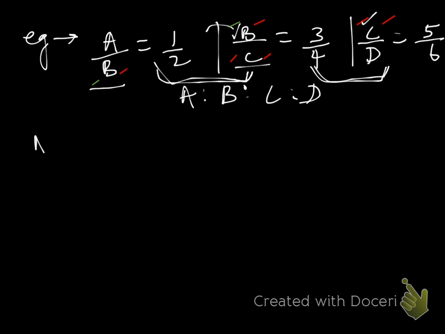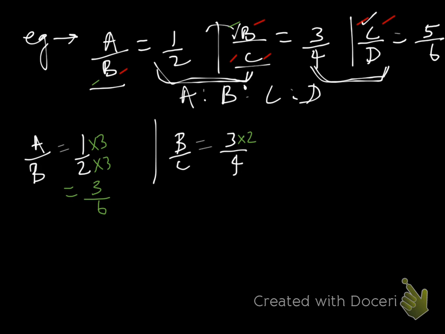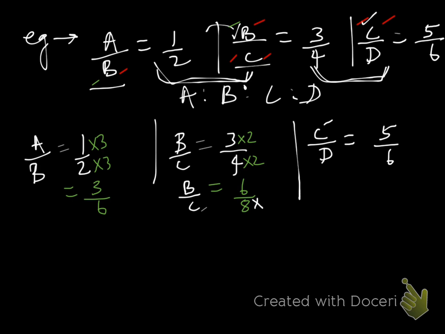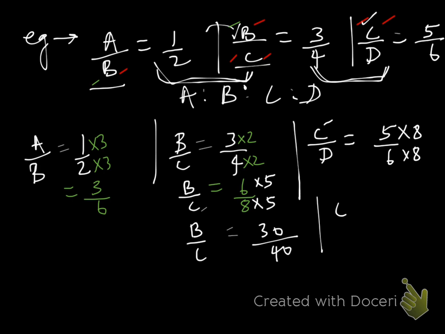We balanced the first two equations. a by b is 1 by 2, b by c is 3 by 4. We balanced. a by b became 3 by 6, and b by c became 6 by 8. That we've seen how we did it. Now we'll move on to the next two equations. b by c is 6 by 8 now, and c by d is 5 by 6. Balancing them, b by c will change by multiplying by 5, and c by d by multiplying by 8. b by c will become 30 by 40, and c by d will become 40 by 48.